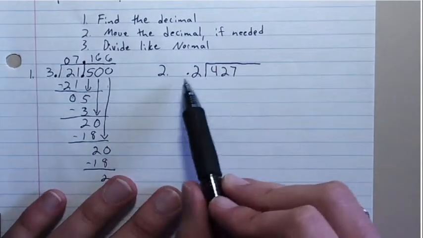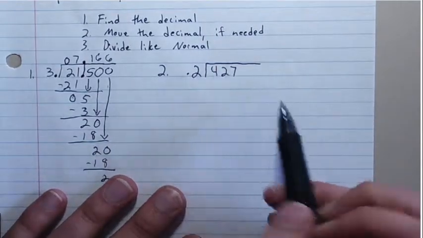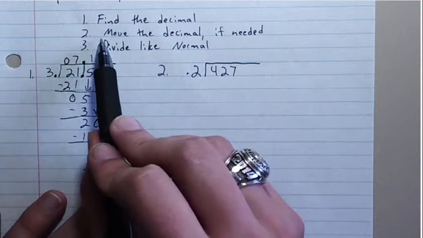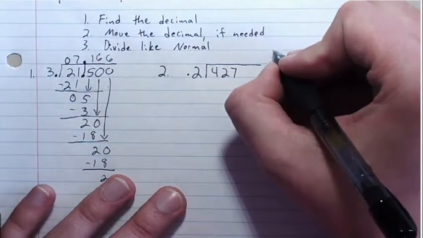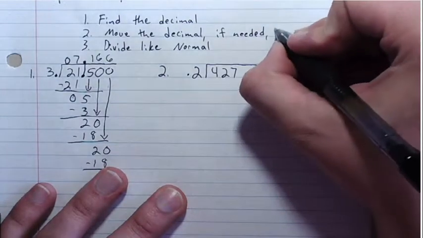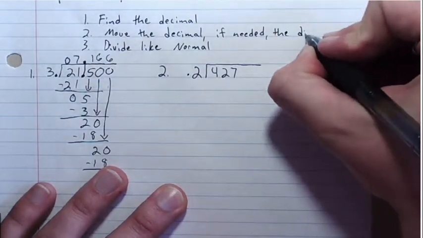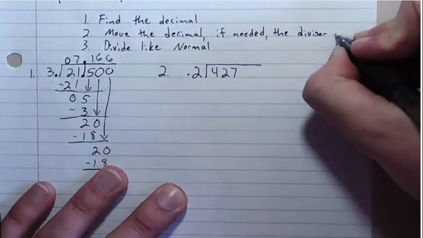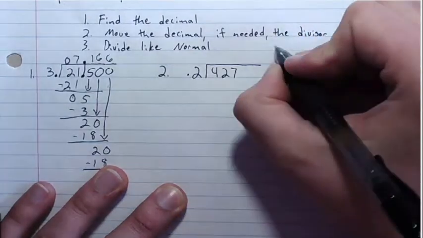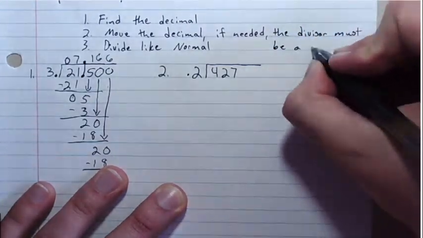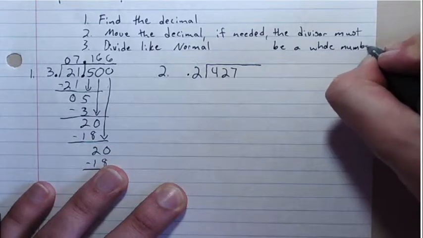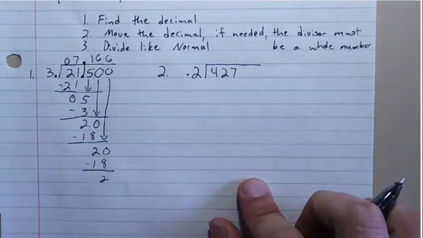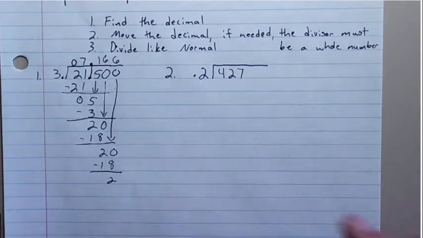All right, so when we're looking at number 2, I want to make something very clear to you guys. So we're going to go back up to step 2 here where it says move the decimal if needed. I want you to add a little side note that says the divisor must be a whole number. So go ahead and pause the video if you need to copy that down.